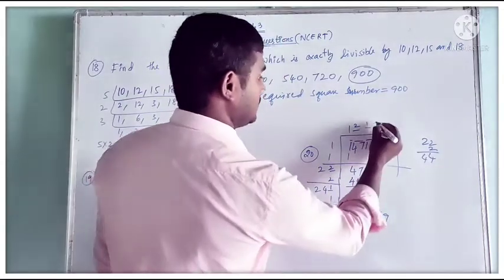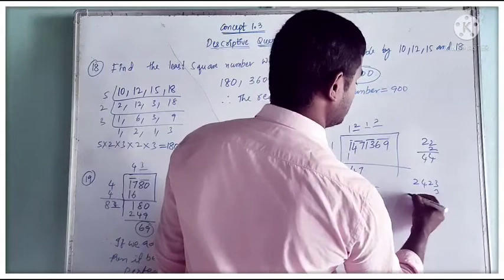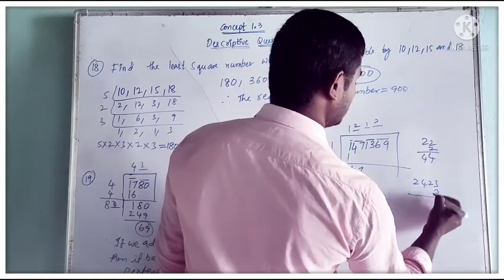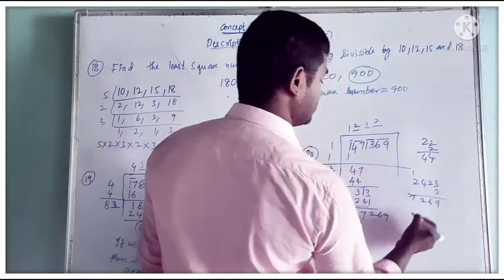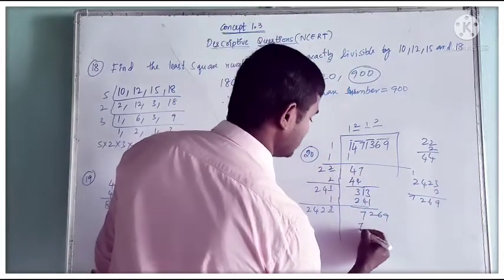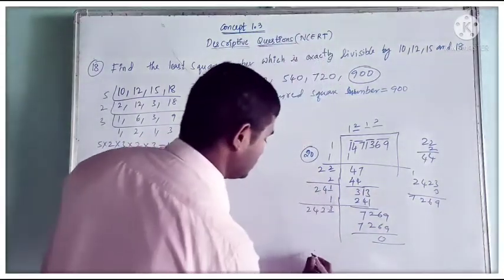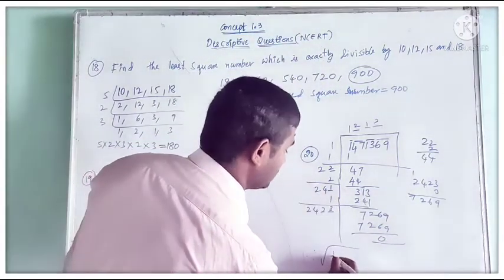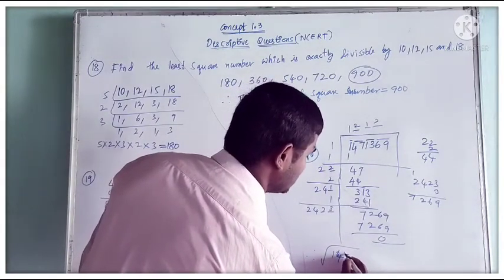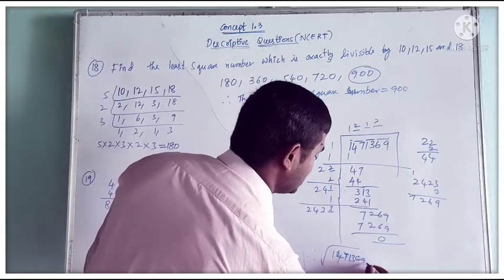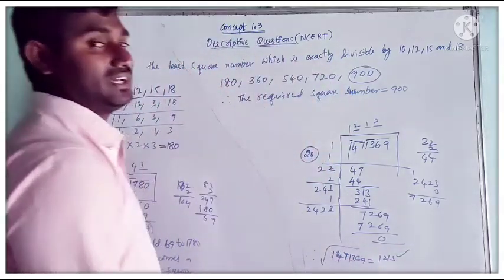Into 3, into 3. So that is 2423 into 3. 3 3s are 9, 3 2s are 6, 3 4s are 12, 3 2s are 6, 7, 7269. Yes, so 7269 becomes 0. Therefore, the square root of 14,71,369 is 1213. That is the required answer.